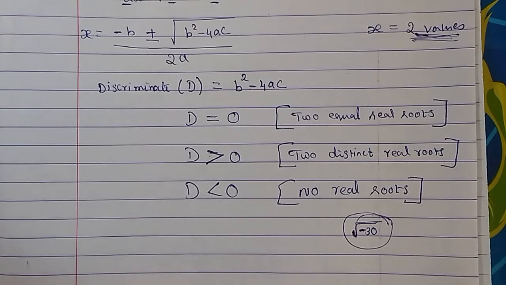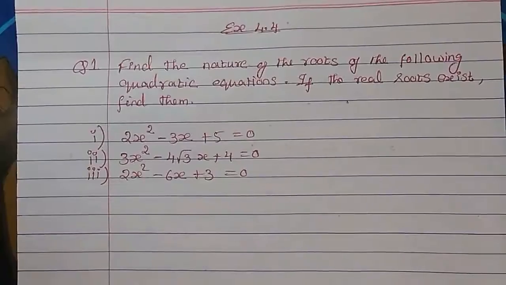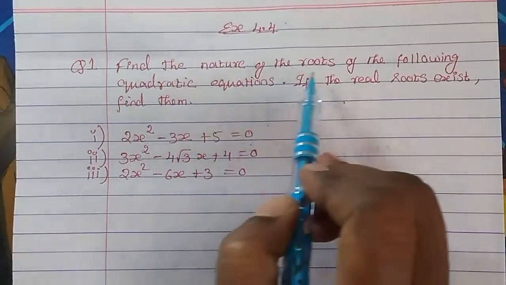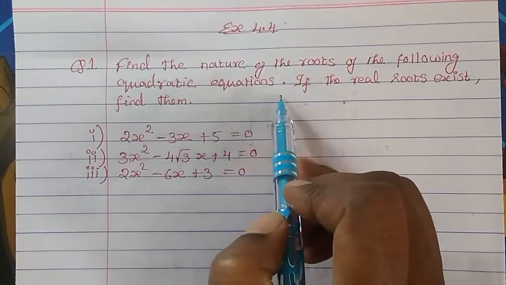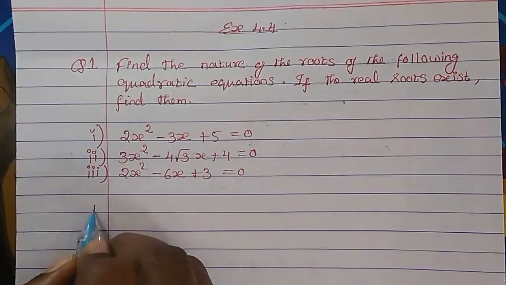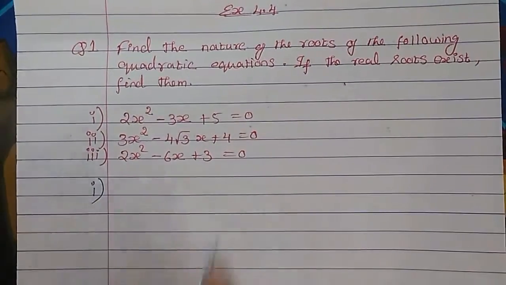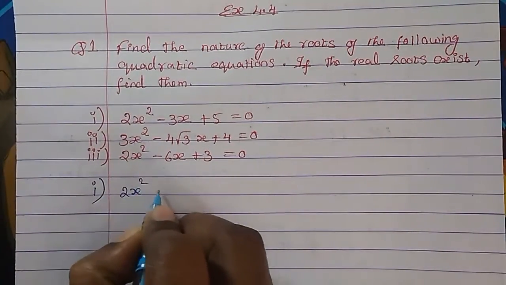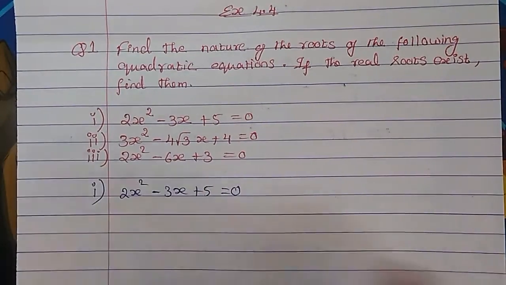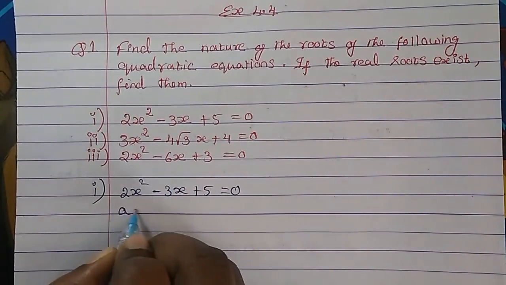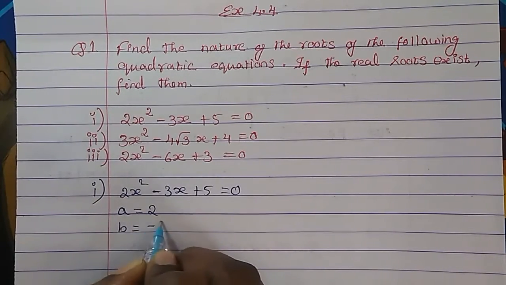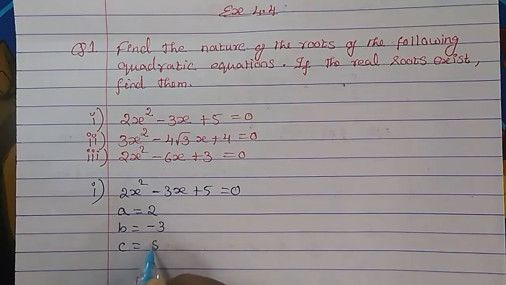Exercise 4.4 question 1. Find the nature of the roots of the following quadratic equations. If the real roots exist, find them. Let's see the first one: 2x square minus 3x plus 5 equal to 0. First write down the values of a, b, c. A is 2, b is minus 3, c is 5.